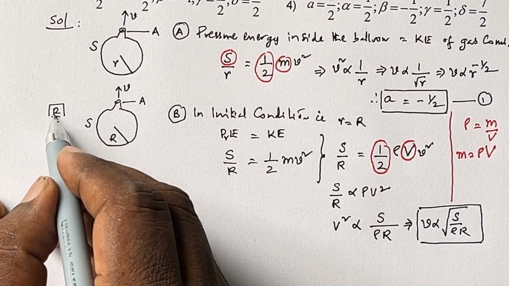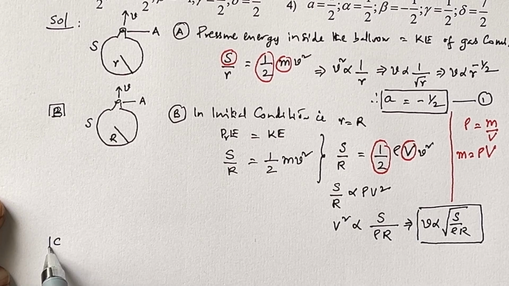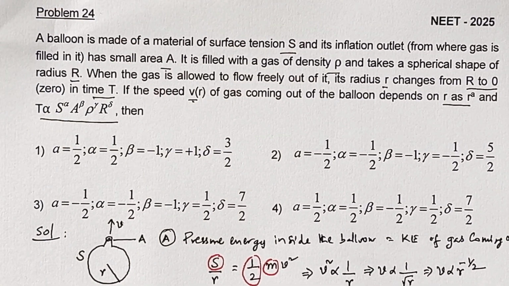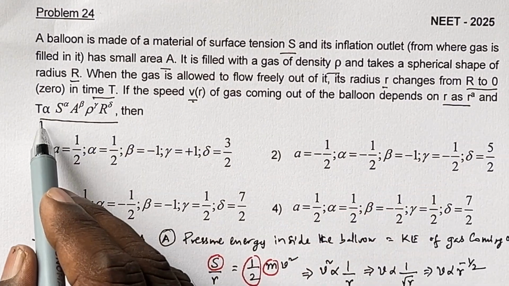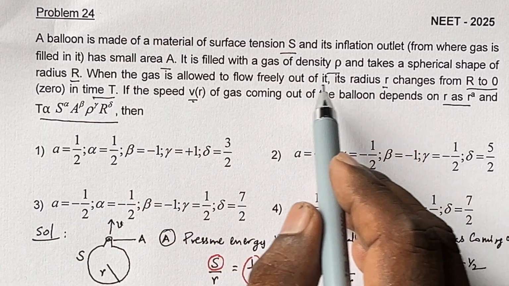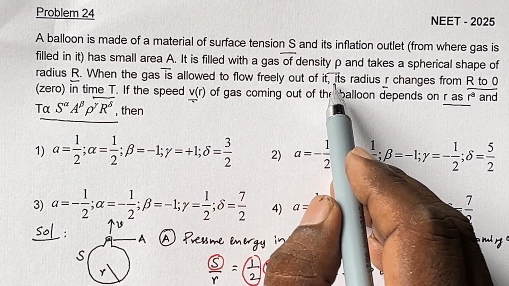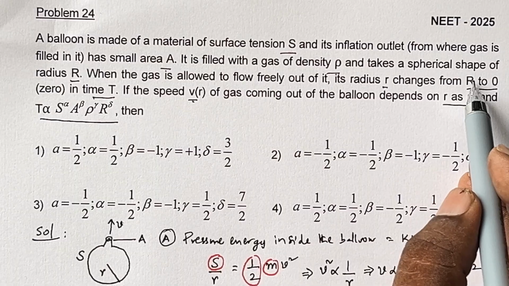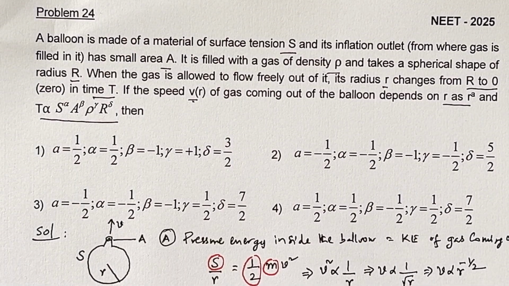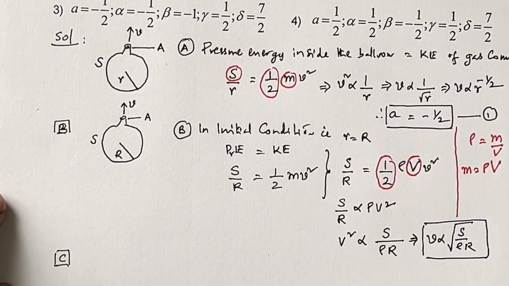This is the second step. Third step: in the third step, what are they mentioning in the problem? Capital T proportional to. What is capital T? When gas is allowed to flow freely out of it, its radius r changes from capital R to 0 in time t. So from capital R to 0, it takes a time t. All the gas went out in time t.